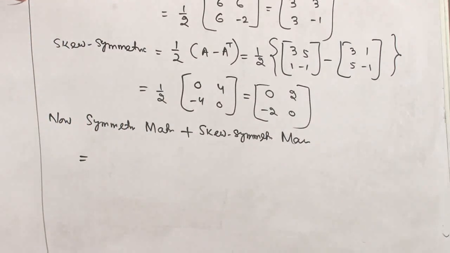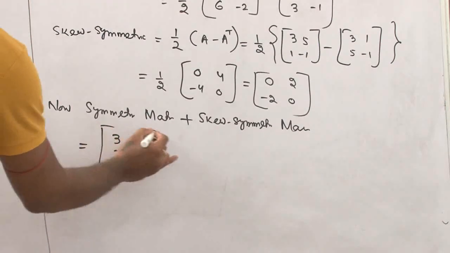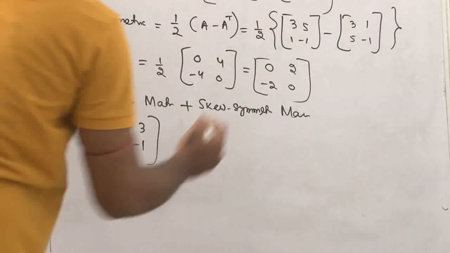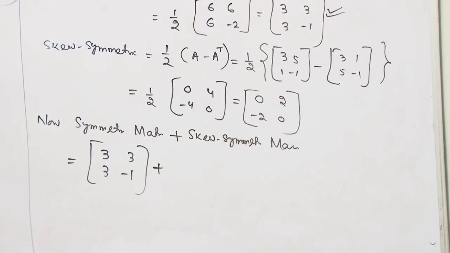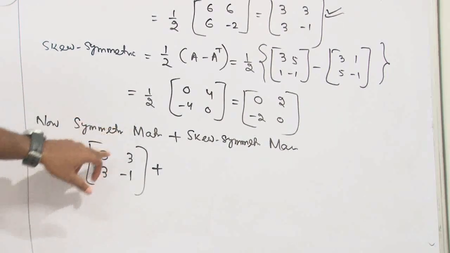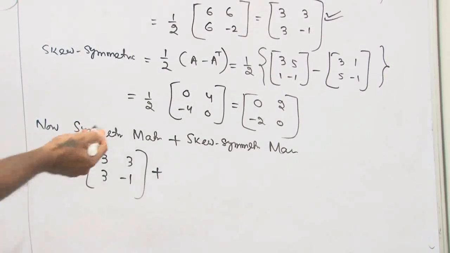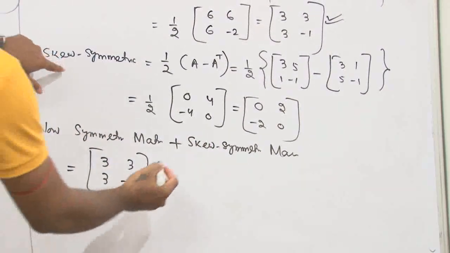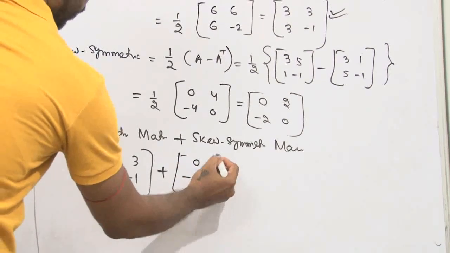So the value of the symmetric matrix is [[3, 3], [3, -1]]. That is the solution of the symmetric matrix. Now if we put the value of the symmetric matrix, [[3, 3], [3, -1]], and the value of the skew-symmetric matrix is [[0, 2], [-2, 0]].